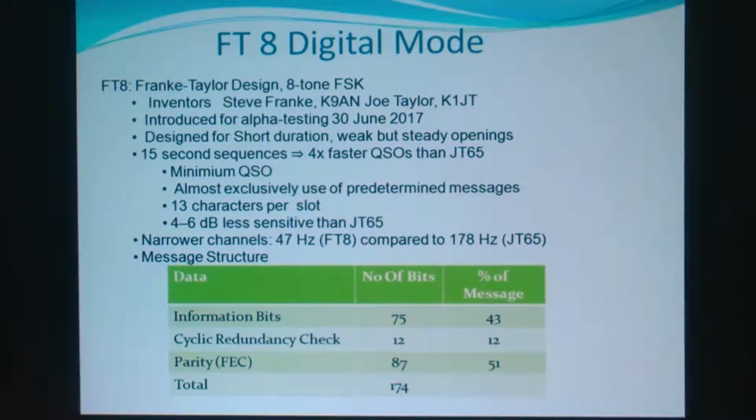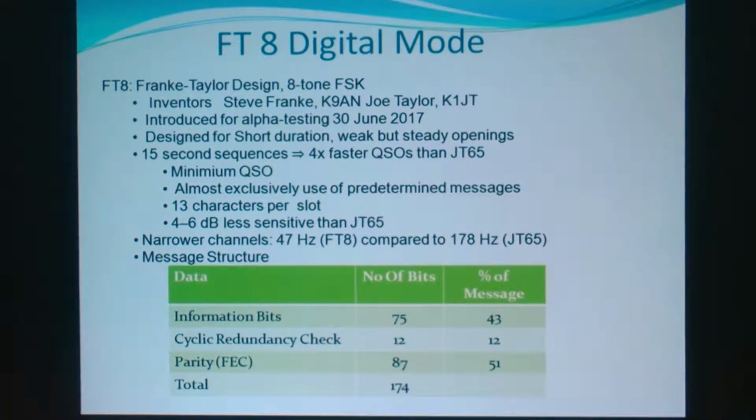JT65 is about -30 dB below the noise in sensitivity. FT8 is somewhere between 4 to 6 dB less, so it's around -24, -25. It uses a very narrow bandwidth, just under 50 hertz, and you can see the message structure down the bottom.